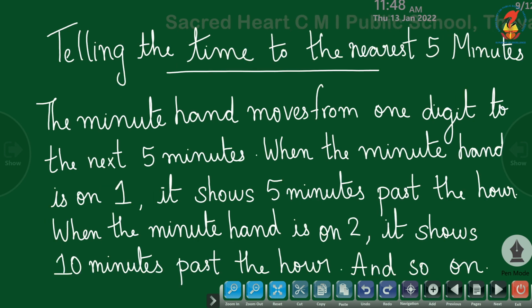So telling the time to the nearest 5 minutes. The minute hand moves from one digit to the next in 5 minutes. When the minute hand is on 1, from 12 to 1, that means it's 5 minutes past. It shows 5 minutes past the hour. When the minute hand is on 2, we can say directly it is 10 minutes past.